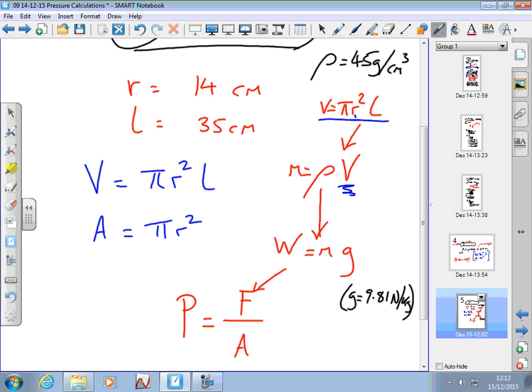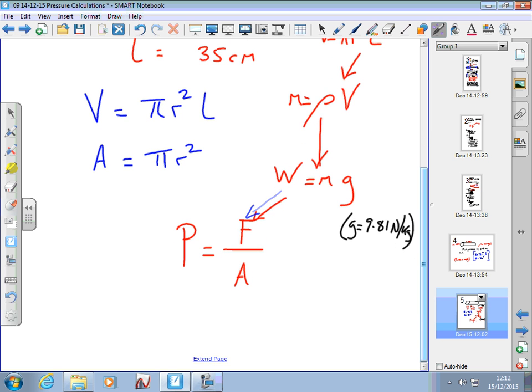And I know the radius, and I know the length. So that means I can work out the volume. Knowing the volume, I can work out the mass. Knowing the mass, I can work out the weight. And that means I know the force. So now I know how to find the force.